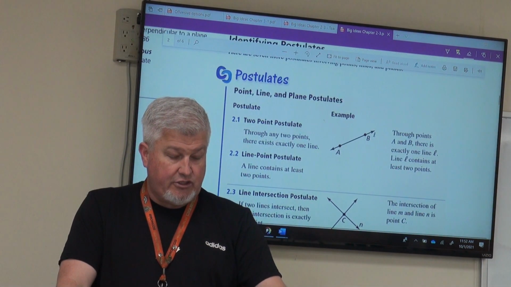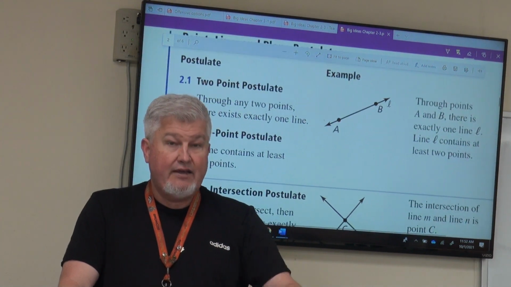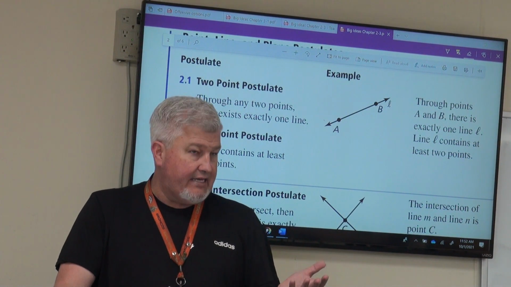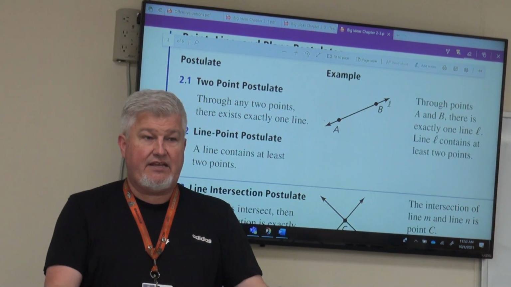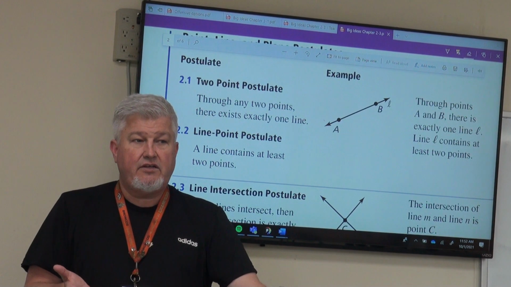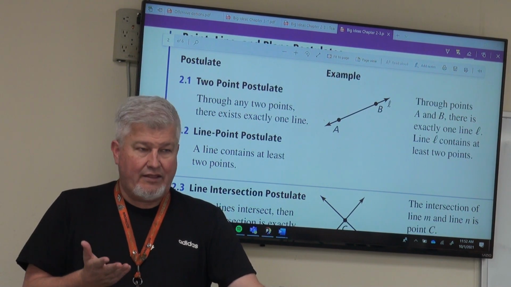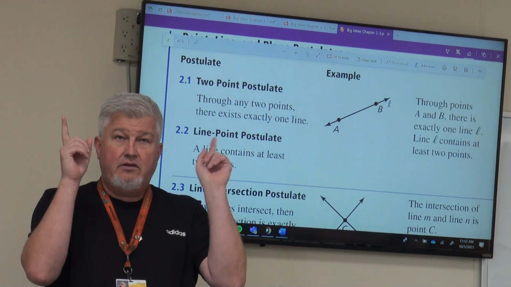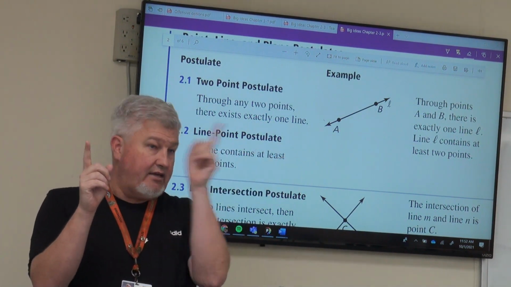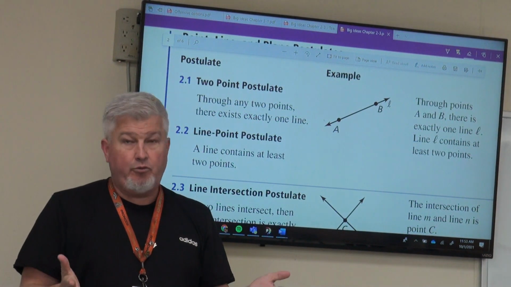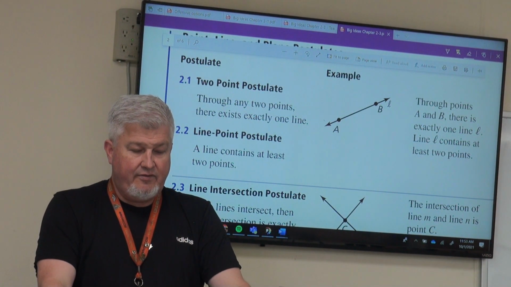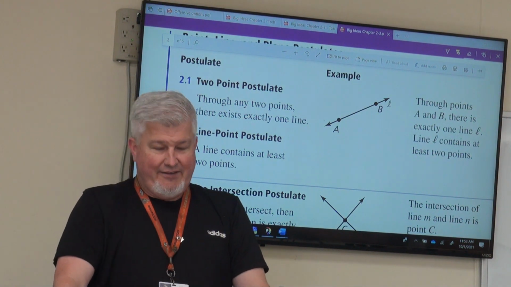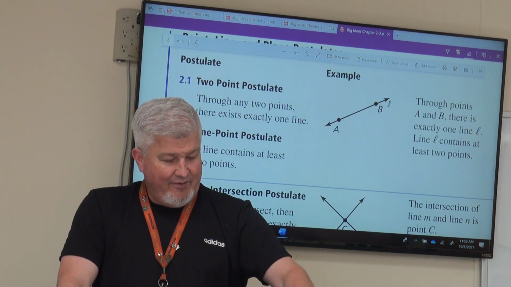So the first postulate, 2.1, is the 2-point postulate. None of these are complex. In fact, these are almost like common sense. So the 2-point postulate states this: through any 2 points, there exists exactly one line. Right? You have 2 points out in space. There's only one line that exists that can connect those 2 points together. It is the 2-point postulate. Okay? These postulates may seem pointless, but they're not. All right. There you go. That's a freebie. All right.